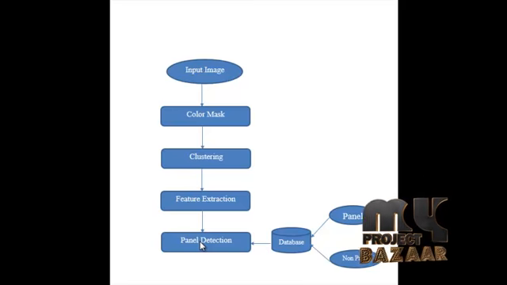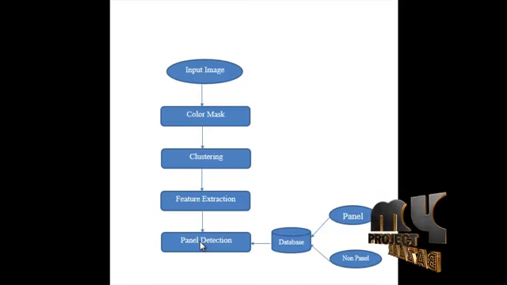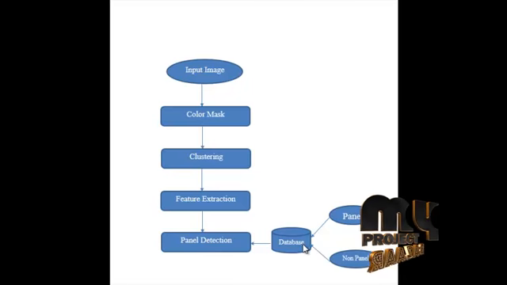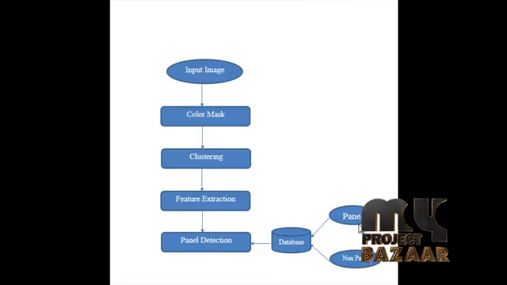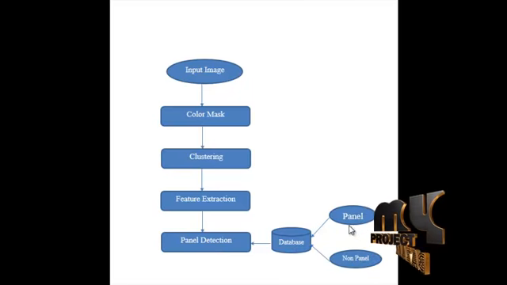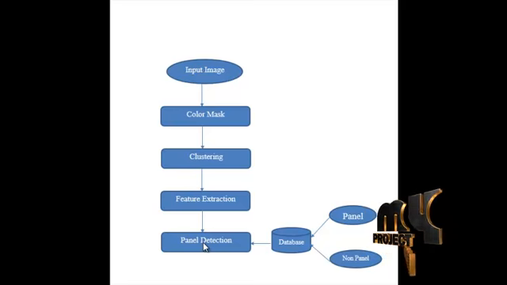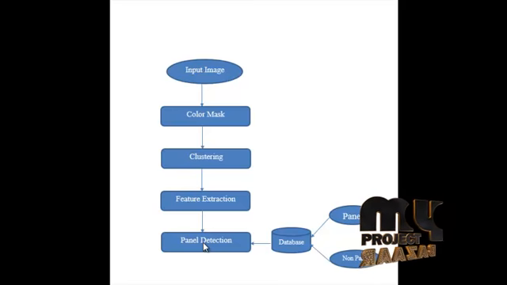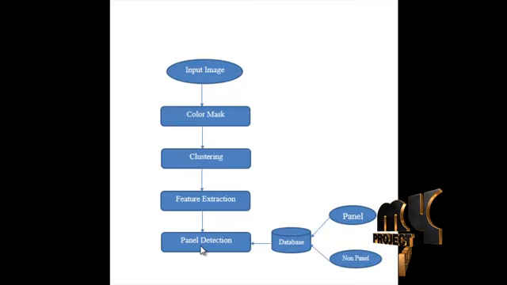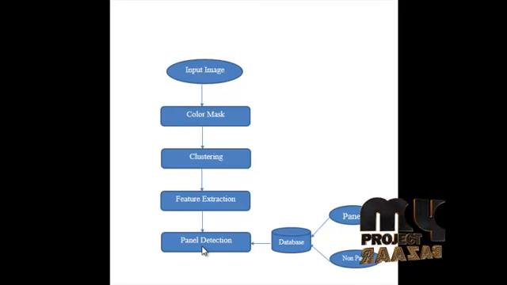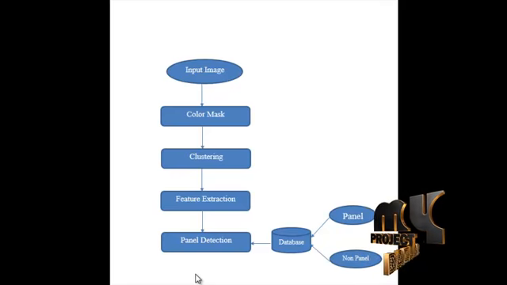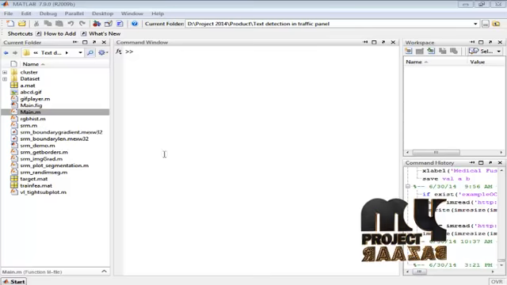For detecting the panel, here we are using the SVM classifier. The SVM classifier is trained with a database of panel and non-panel samples. This information is passed to the panel detection. Based on the trained features, it will predict which cluster contains the panel. After predicting the panel, we finally map it to the original images. Now let's see the demo of our process.